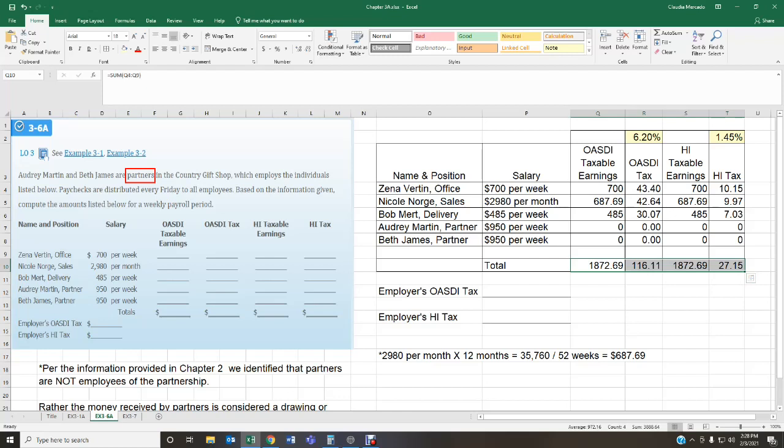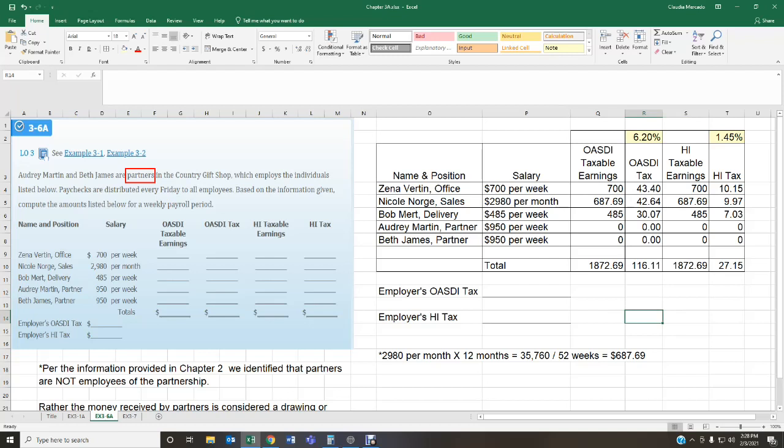So we've got total taxable earnings for OASDI of 1872.69, OASDI tax of 116.11, HI taxable earnings of 1872.69, and HI tax of 27.15. The key here is to know that the partners are not considered employees, and those $950 are not wages, but rather they're considered a withdrawal.